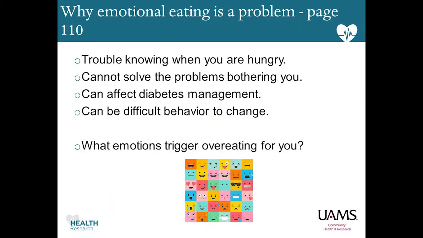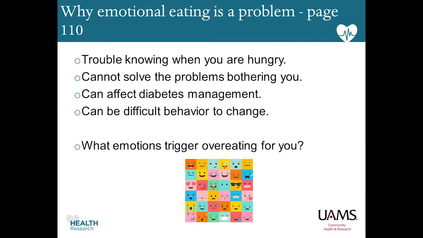Now, let's talk about emotional eating. On page 110 in your book has information on emotional eating. When we emotional eat, that means we tend to overeat sweets and salty foods when we have emotional issues. Also, sometimes you may eat portion sizes larger than usual in response to emotional triggers instead of hunger cues. Emotional eating can create problems in the long run. You tend to have trouble knowing when you're truly hungry.